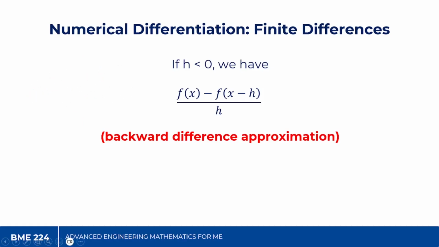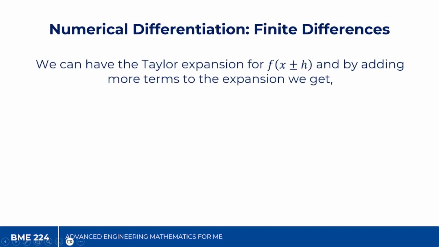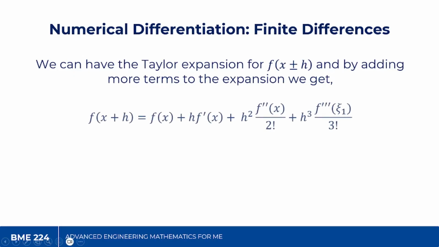We use the Taylor expansion again. Now, we can have the Taylor expansion of f of x plus or minus h, and by adding more terms to the expansion, we get this one. Earlier, we only stopped at this part, so we'll add more terms. As you can see, we have f double prime of x here over 2 factorial plus h raised to the power of 3 and some error. This one will describe the succeeding terms.